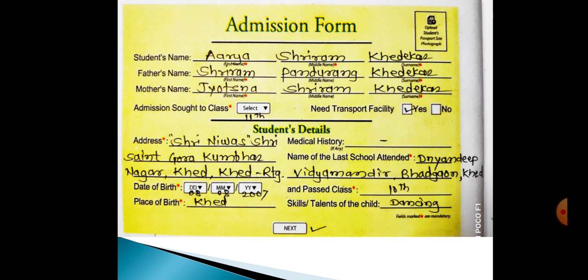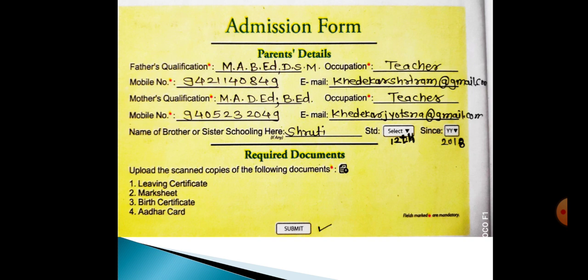I show you some example. Next, click the next button, but before that, first you check all the information that you filled in here, and if the information is correct, click on the next button. Then the second page opens. Parents detail, the second form, is parents detail.